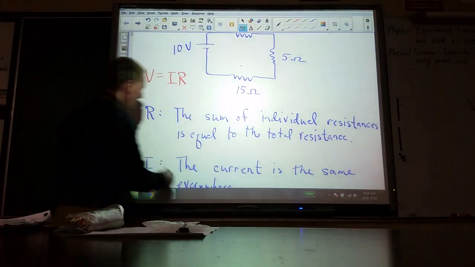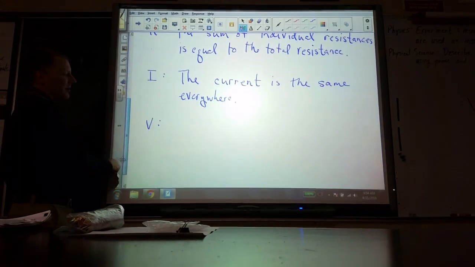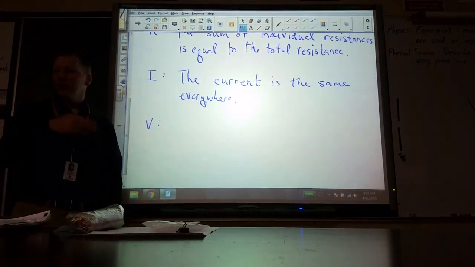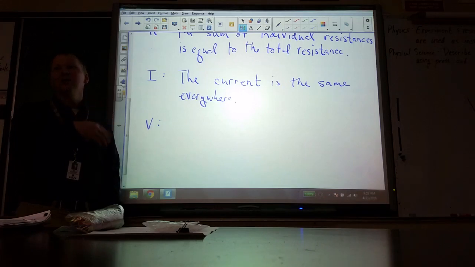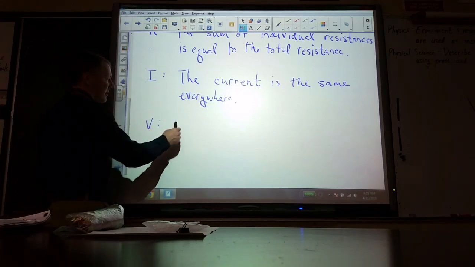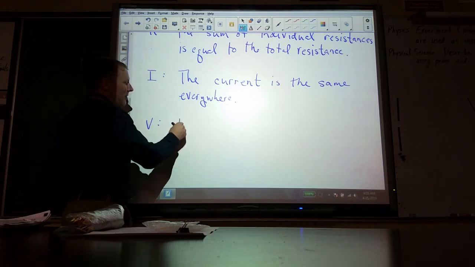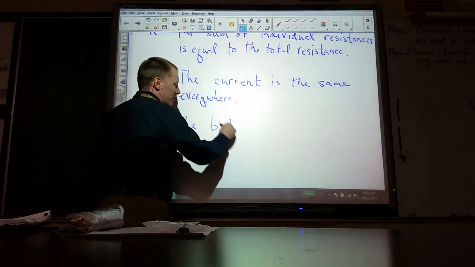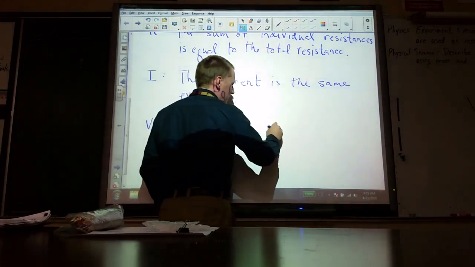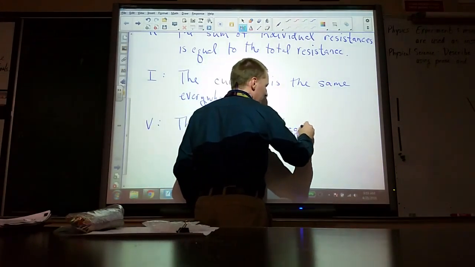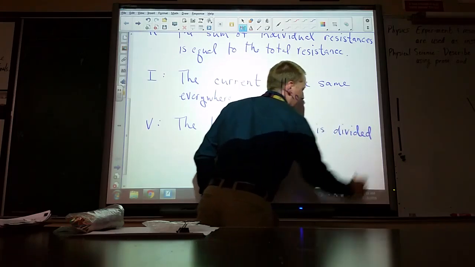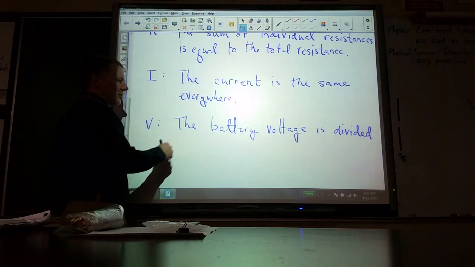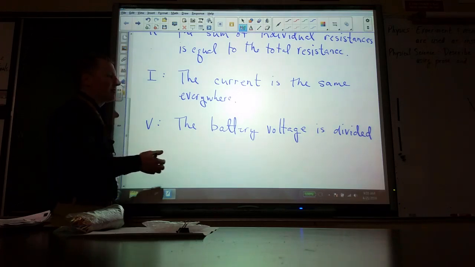Now, Emily had stated that the voltage is divided up amongst all of the components, but then the other part of that is when you add up the individual voltage drops, you're going to get the battery voltage back. So you can say it either way. I'll just say the battery voltage is divided amongst the components in the circuit, and how much they get depends on their resistance.